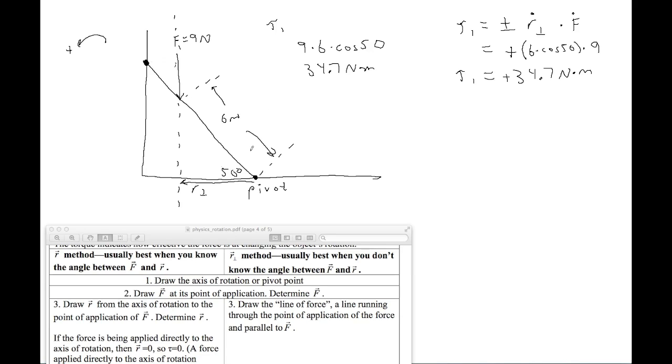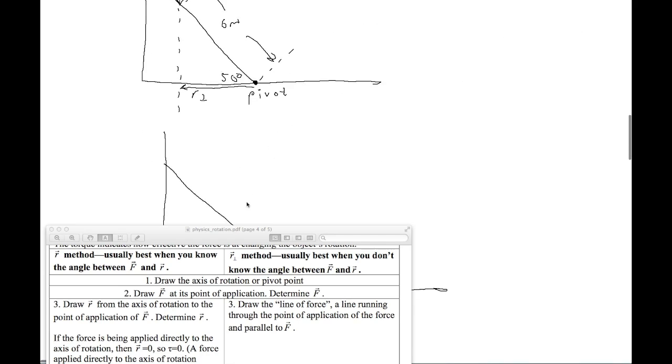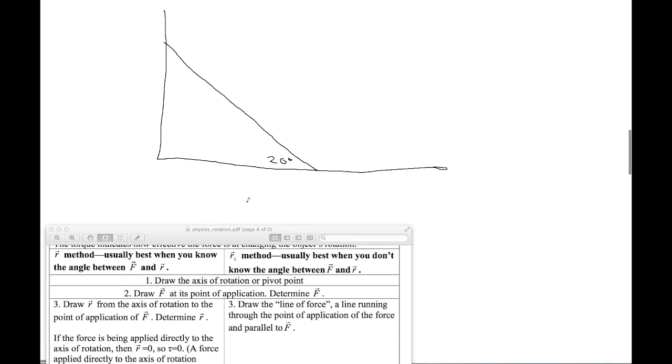Sometimes what I like to do is just ask, which way would the force make r perpendicular rotate? If the force was being exerted on r perpendicular, it would make it rotate counterclockwise. So that would be positive. So we came out with a positive torque there.